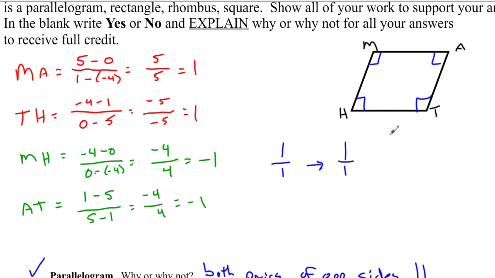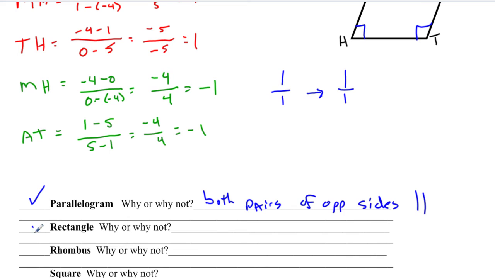And if I compare all of the rest of the sides with ones that they're connected to, that's happening everywhere. MH and MA. Well, MA is 1. MH is negative 1. They are opposite reciprocals. So that's true of all of my sides. So I'm going to come down here and say, you know what? This is a rectangle.